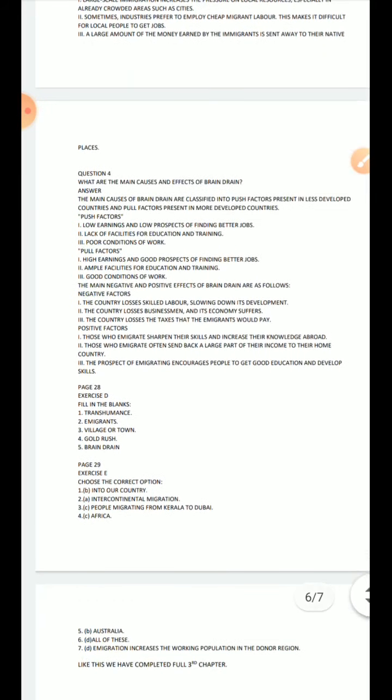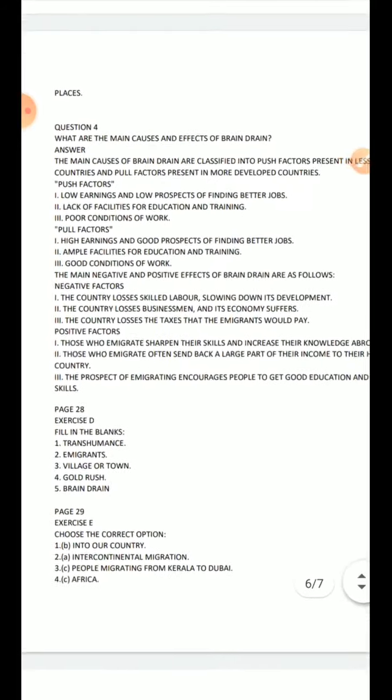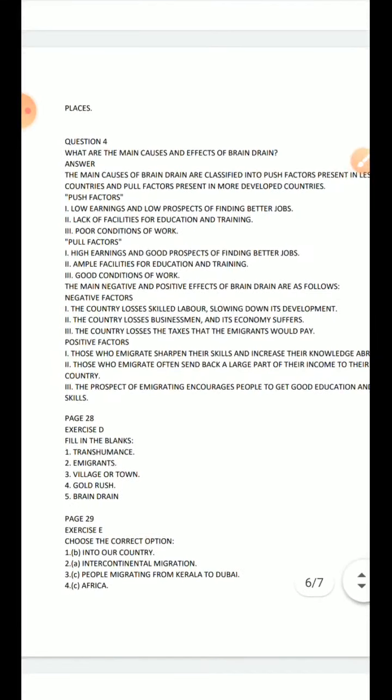Question 4 is asking: what are the main causes and effects of brain drain? Answer: the main causes of brain drain are classified into push factors present in less developed countries and pull factors present in more developed countries. First, push factors: low earning and low prospect of finding better jobs, lack of facilities for education and training, poor condition of work. Now pull factors are high earning and good prospects of finding better jobs, ample facilities for education and training, good condition of work. So all these are pull factors.